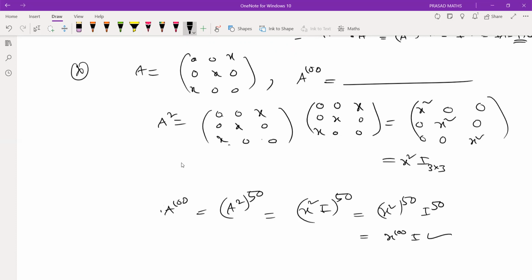Therefore, what is the answer? x power 100 into I. Not just x power 100, because it is a matrix. Once you're asked to find A power 100, the answer should be a matrix. If you remove this I, the answer is not correct, because it is a matrix, and a number and a matrix cannot be equal. So you need to write I. I power 100 is I.